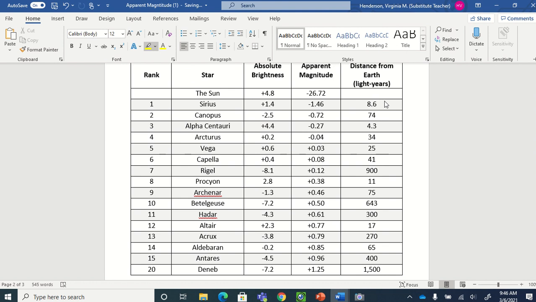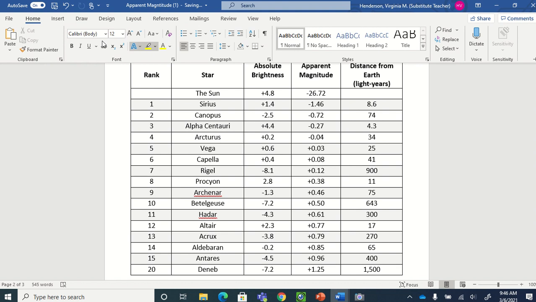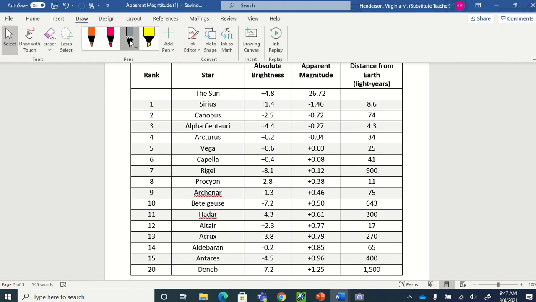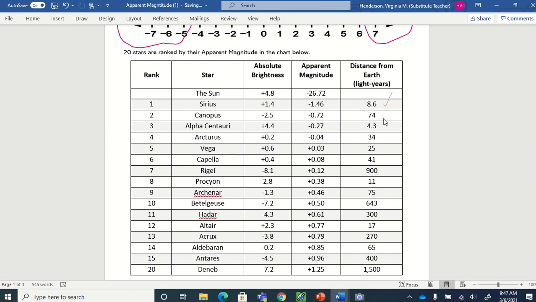So I see an 8.6. Okay, that seems pretty close. So maybe I will use my draw tool. I'll use my pen, in pink. I'm going to put a little check mark for anything that's low. So that one's low. 74, no. 4.3, yes, we'll put a big check here. No, that's kind of high. 900 light years away is not close at all, y'all.